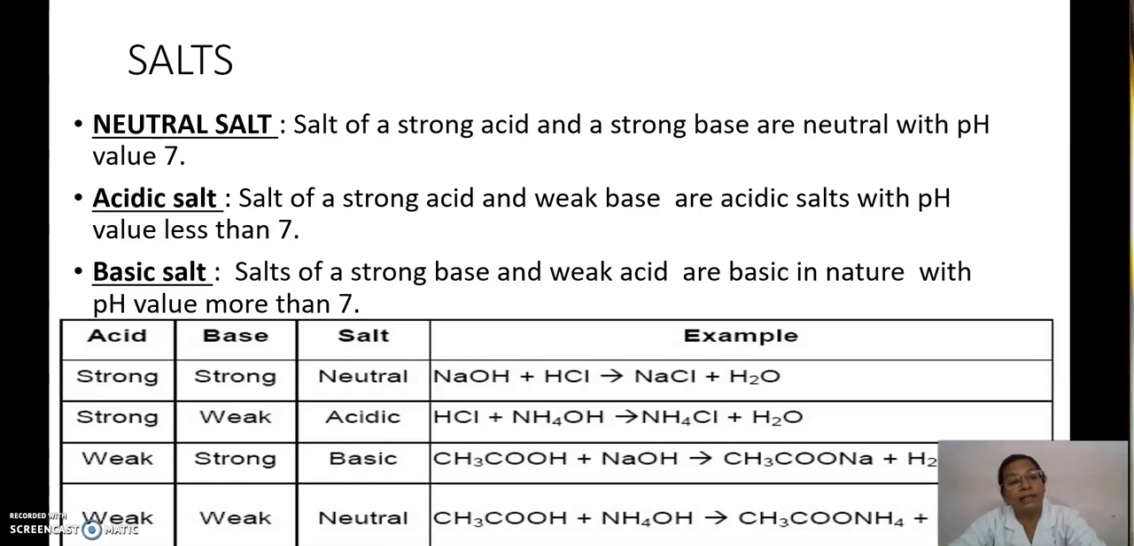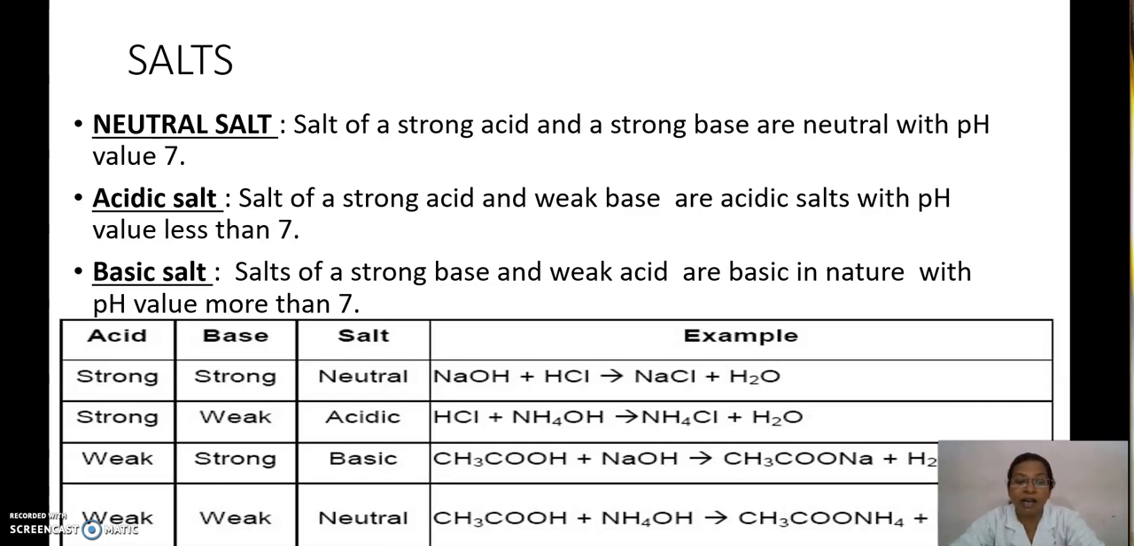And what do you mean by acidic salt? The salt of a strong acid and a weak base is an acidic salt with a pH value less than 7. So if the pH value is less than 7, it will be acidic. Then we will see what is a basic salt. Salt of a strong base and a weak acid is basic in nature with a pH value more than 7.